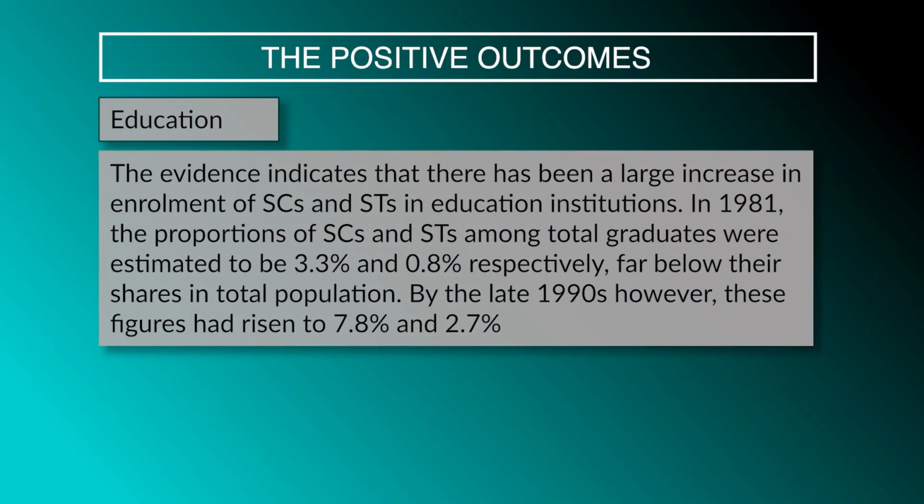The evidence indicates that there has been a large increase in enrollment of scheduled castes and scheduled tribes in educational institutions. In 1981, the proportion of scheduled castes and scheduled tribes among total graduates were estimated to be 3.3% and 0.8% respectively, far below their shares in total population. By the late 1990s, however, these figures had risen to 7.8% and 2.7% respectively. So therefore, the positive impact of reservation can be felt even in matters of political representation and human development.